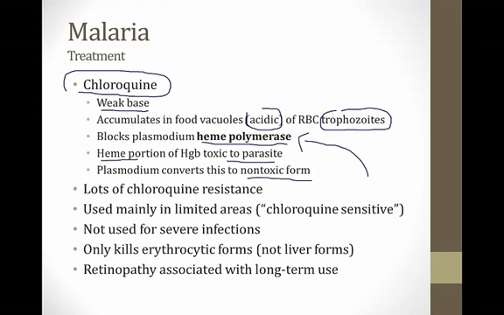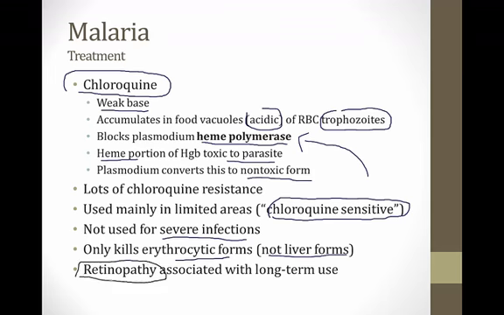There's lots of chloroquine resistance. It's mainly used in very limited areas that are called chloroquine sensitive areas. It's not used for severe infections, and it only kills the erythrocytic forms, so it won't get the liver forms. And we talked about this before, and we'll talk about it again, but you have to use primaquine to treat those liver forms. And the only unique side effect to know about this drug is if you take it for long-term therapy, you can develop retinopathy and have vision problems.